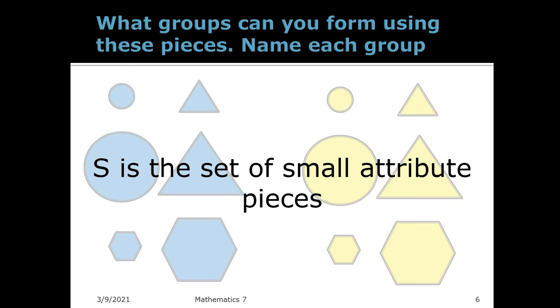S is a set of small attribute pieces. So all the small pieces there, we can represent using S. You can also have the set of large attribute pieces.